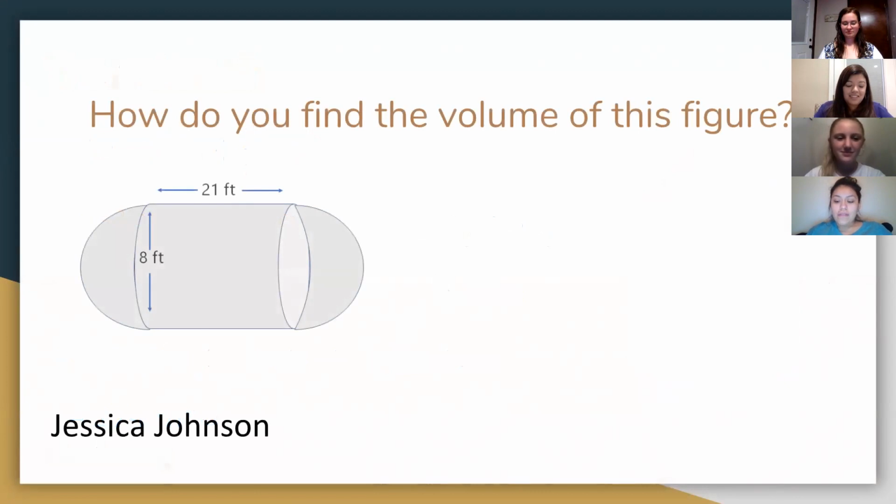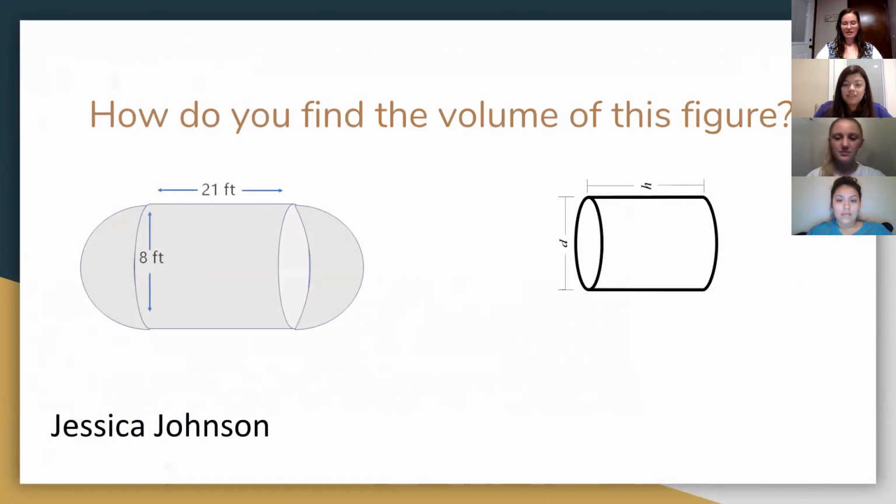Jessica, how do we find the volume of the capsule? I'm so glad you asked, because this looks very scary to find the volume of this thing. Really, it isn't too scary because we can break it down into different shapes: a sphere, two semicircles on the end that we put together, and a cylinder, which is in the middle.